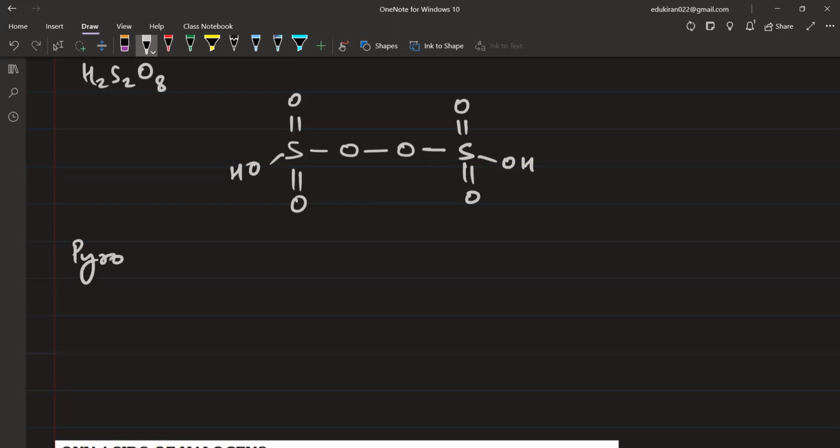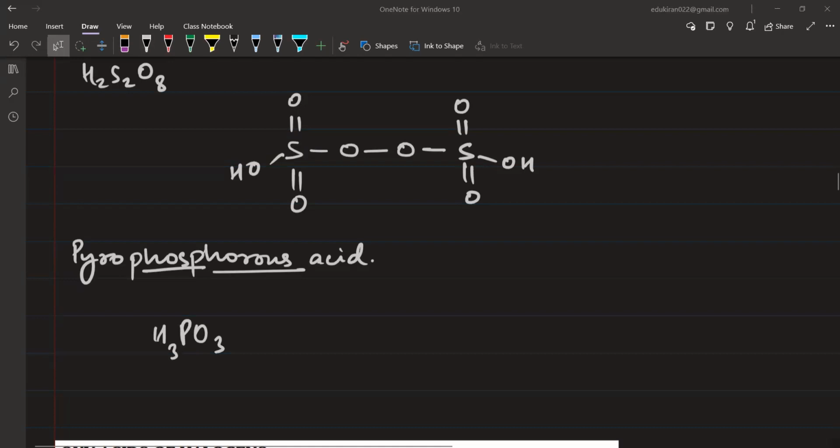How will we make pyrophosphorus acid? Pyrophosphorus acid के लिए क्या करना पड़ेगा? You will have to first of all take the phosphorus acid. What is phosphorus acid? Phosphorus acid is going to be, you will have one phosphorus atom and then how many hydrogens and how many oxygen? You will be having H3PO3, right? This is phosphorus.